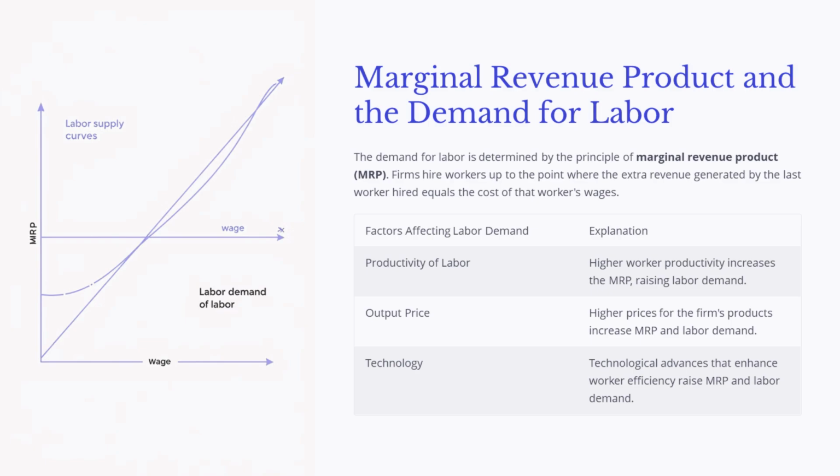Productivity of labor: higher worker productivity increases the MRP, raising labor demand. Output price: higher prices for the firm's products increase MRP and labor demand. Technology: technological advances that enhance worker efficiency raise MRP and labor demand.